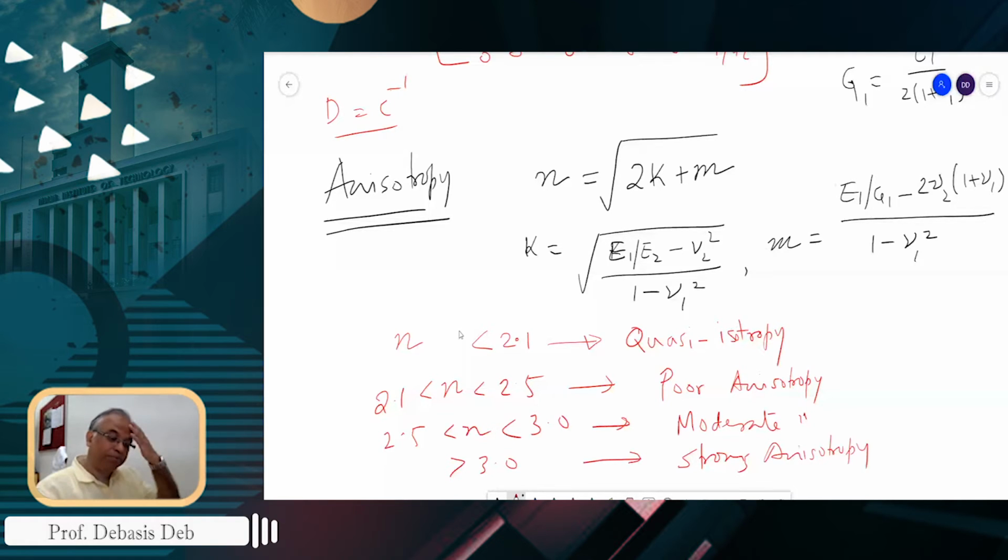Sir, but in the condition for quasi-isotropy it is given that n should be less than 5.1. Oh, no, you correct, there is a typo mistake. You correct this thing. Yes, sir. Okay.